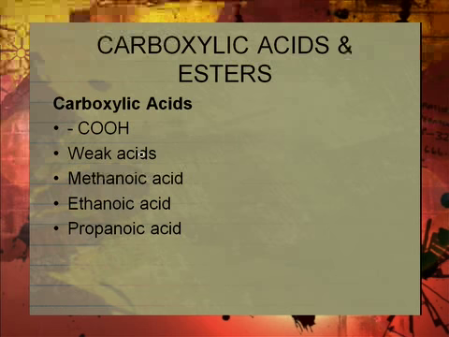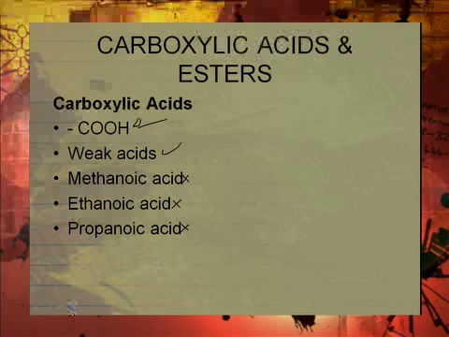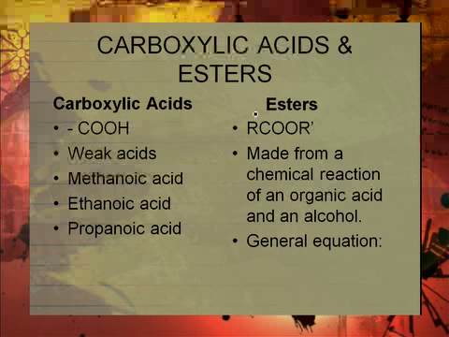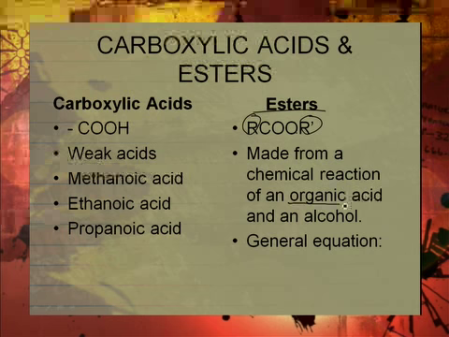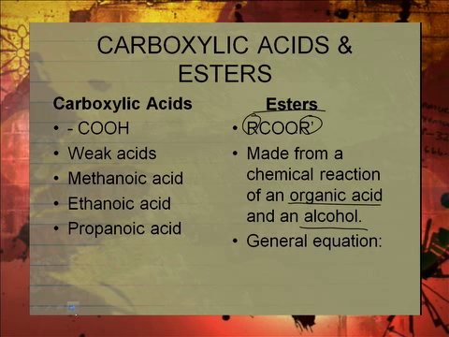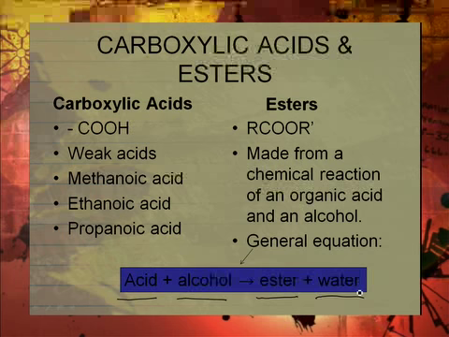Esters and carboxylic acids, that's the functional group for carboxylic acids. They are weak acids. Examples, we're talking methanoic acid, ethanoic acid, propanoic acid, like that. On the other side, we've got esters. These ones have got a COOR. This is an alkyl group like that. These ones are made from a chemical reaction of an organic acid with an alcohol. The general equation, here it is. If you've got an organic acid plus an alcohol, you will form an ester and water, okay?